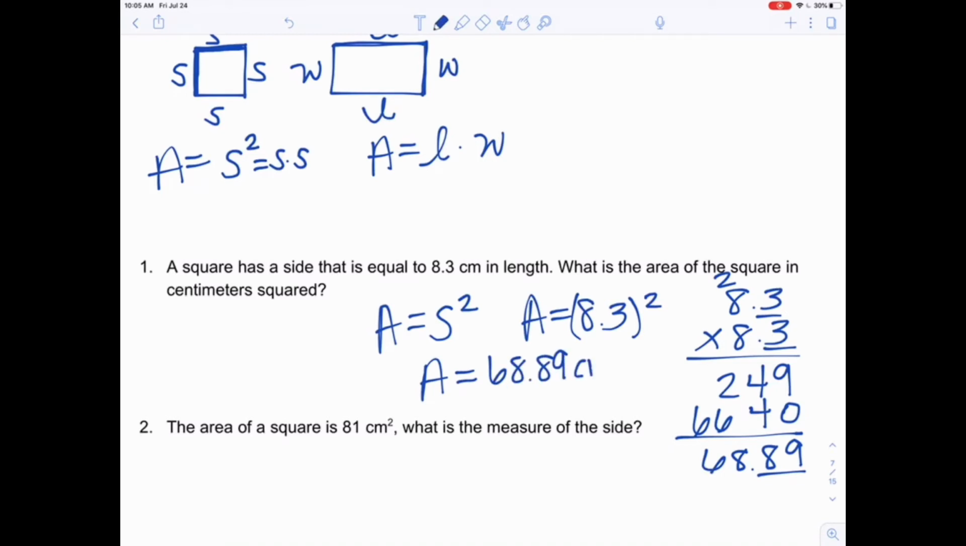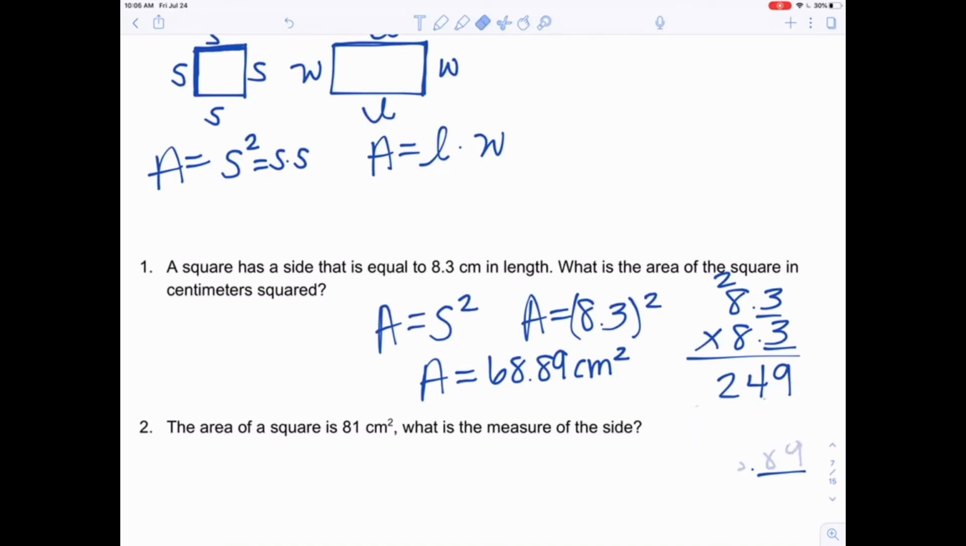68.89 centimeters squared. So the unit for area is whatever the unit is squared, because we're multiplying centimeters times centimeters or inches times inches. So that makes it squared. So when you see that notation, I don't want it to confuse you. That's just the notation that we use for area. Okay? All right, let's keep going.